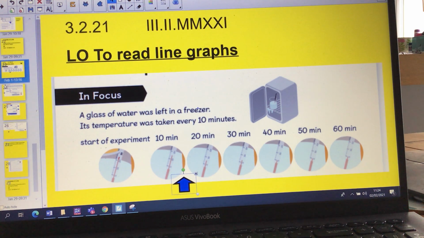Good morning, Year 4. It's Wednesday, the 3rd of February, and today we're going to do some more work on reading line graphs. Okay, let's have a look at our in focus task today.